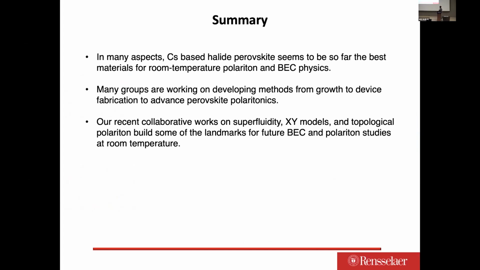With that, I want to quickly summarize our work. I hope in the short period of time, I convinced you in many aspects that cesium-based halide perovskite seems to be so far the best material for room temperature Polaritron and BEC physics study. And many groups are working on developing methods from growth and device fabrication to advance this perovskite Polaritron field. And our recent collaborative work on superfluidity, XY model, topological Polaritron build some of the landmarks for future BEC and Polaritron study at room temperature.